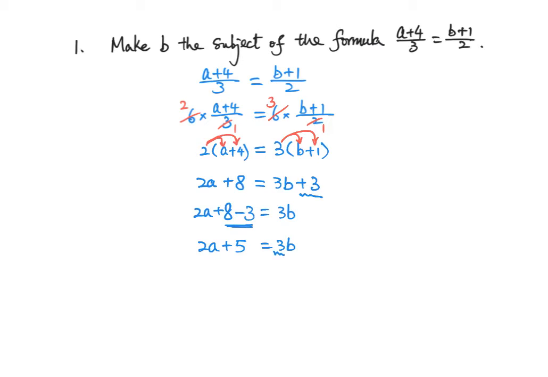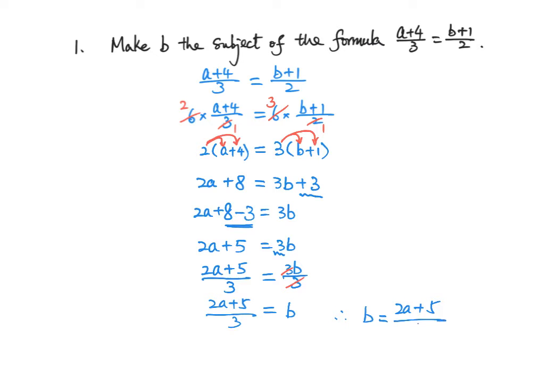Now 3, we don't need it. We want to make B the subject. So we need to move 3 to the other side. Change sign, change operation. This multiplication, moved to the left, becomes division. So divide by 3 on both sides. 3B divided by 3: 3 and 3 can be cancelled on the right. So B is left, and on the left hand side 2A plus 5 over 3. Therefore, the subject B equal to 2A plus 5 over 3.